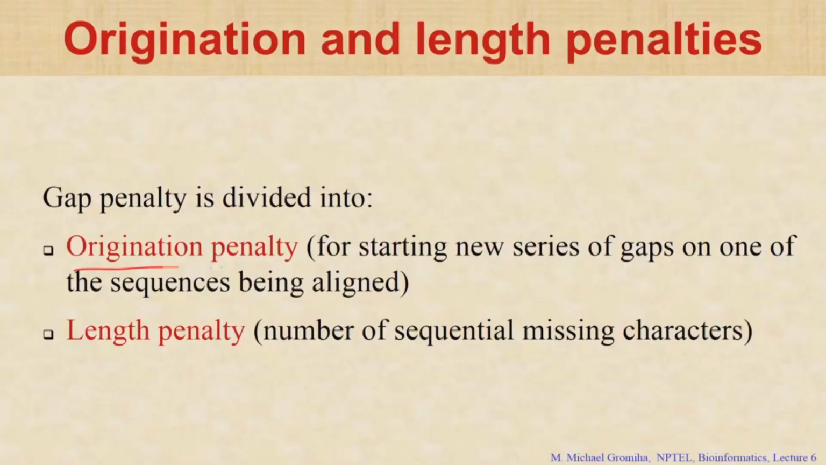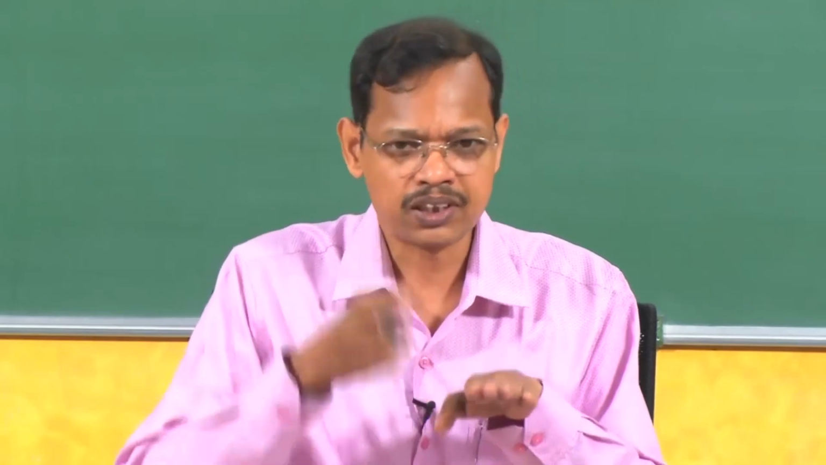So, I will give an example, right. One is the origination penalty, which depends upon the gaps we introduce. For each series of gaps we introduce in a sequence, we give a penalty that is called the origination penalty. And the second one is the length penalty, that is the number of missing characters. When sequence 1 and sequence 2 are aligned with each other, how many places are not aligned, how many places do you have gaps.